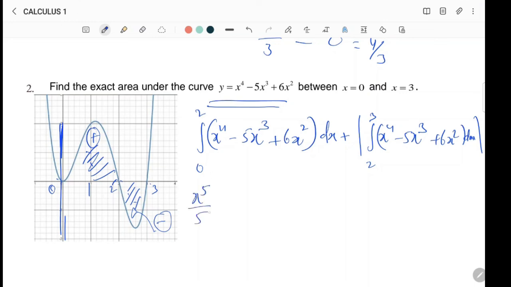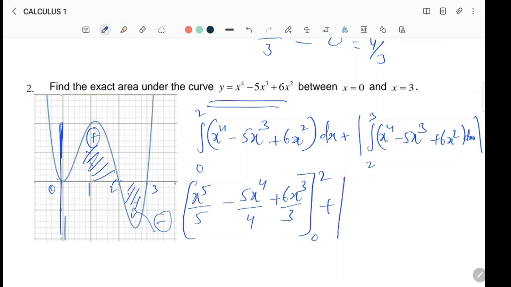Now x to the power 5 over 5 minus 5x to the power 4 over 4 plus 6x cube over 3, 0 to 2. Now mod x to the power 5 over 5 minus 5x to the power 4 over 4 plus 6x cube over 3, 2 to 3, then mod.